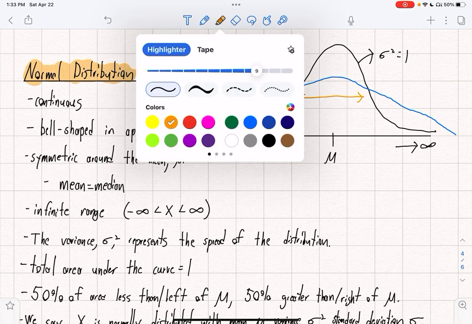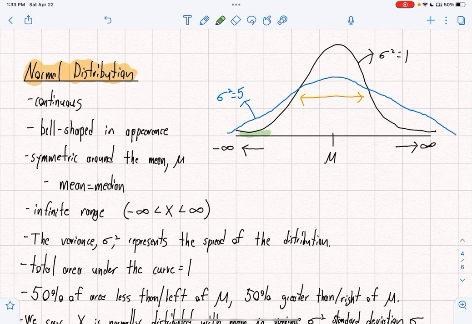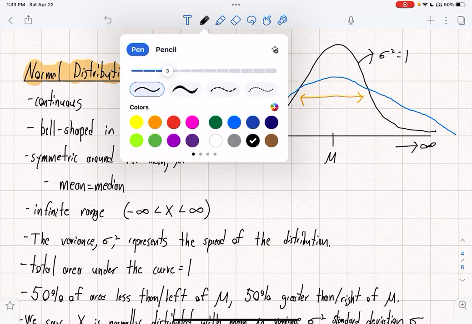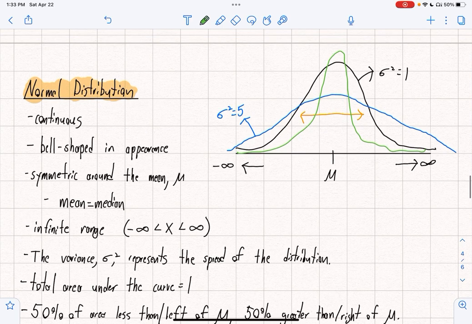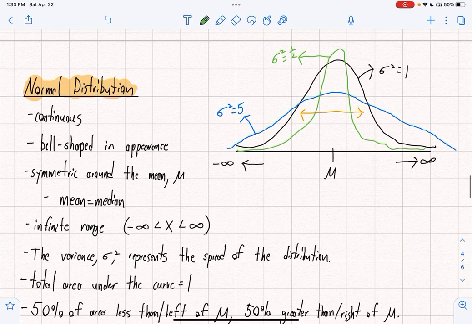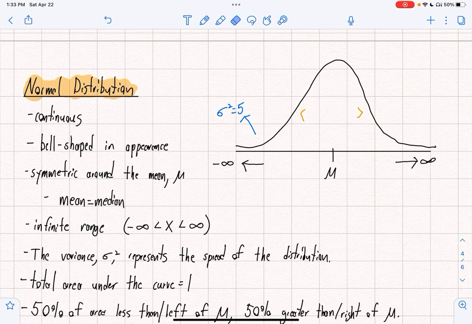But we could also, let me do green. We could also have a curve that maybe looked something like this. It could be super narrow and tall. Sorry, my drawing skills are not very good. We could say that sigma squared here was equal to, say, 1/2. So that's dictated by the variance sigma squared. I'll make it look prettier in the official notes, but for this video, I think this will suffice. Okay, so sigma squared represents the spread of the distribution.